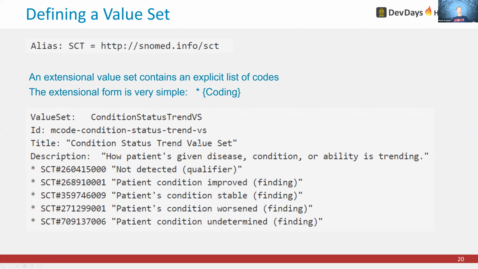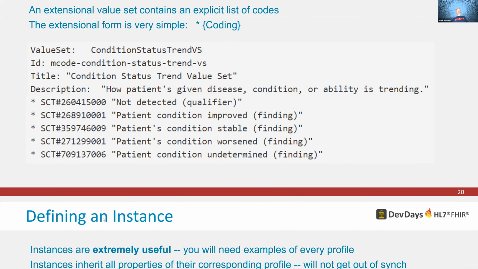I want to quickly mention that there's also rules that you can use for defining value sets. So as I mentioned, there's 8 or 9 different types of things you can do. A very common thing is to define a value set. Here we're defining a value set based on SCT codes. Well, what's SCT? That's something we define in an alias for SNOMED. So this value set, the condition status trend value set, has these 5 values that come from SNOMED.